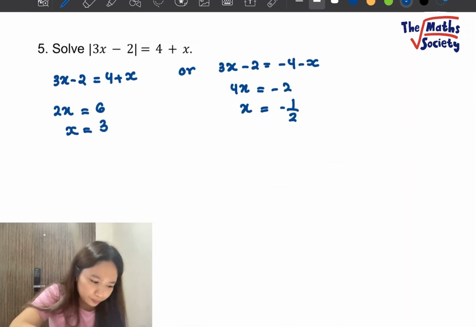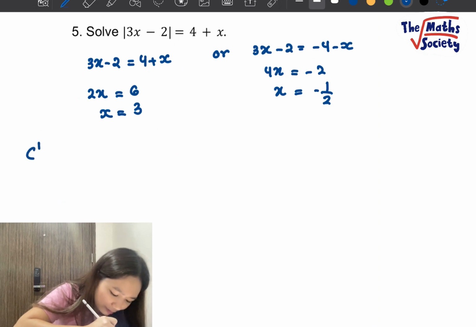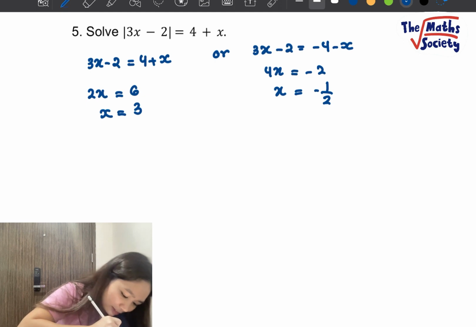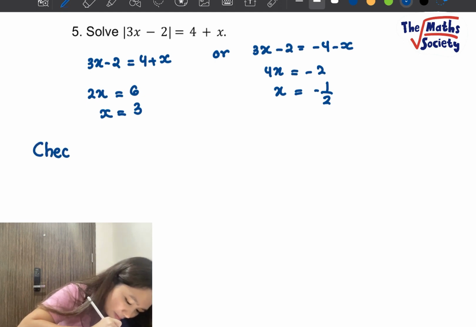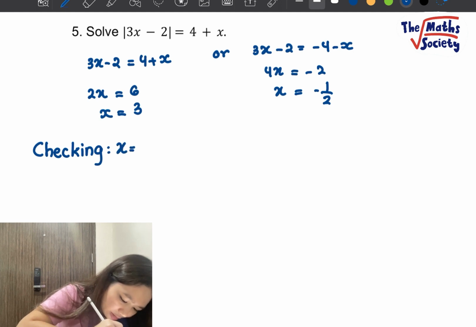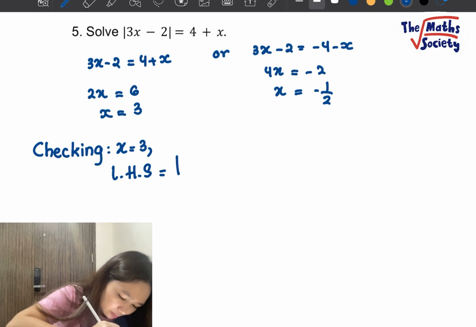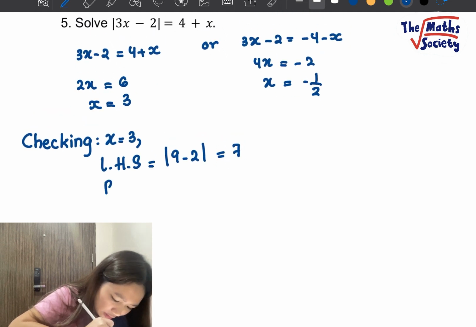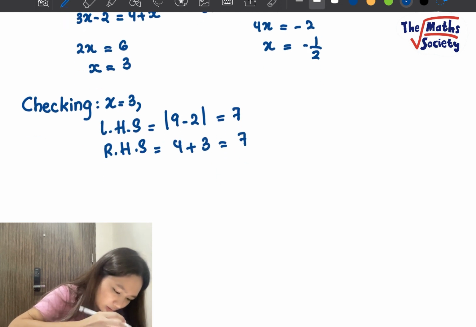So let's try checking. I normally do not do checking because I'm lazy. So when x is equal to 3, let's see our left hand side. Left hand side will become modulus of 9 minus 2, which is 7. And for right hand side, it's just going to be 4 plus 3, which is 7. So that means this is our solution.